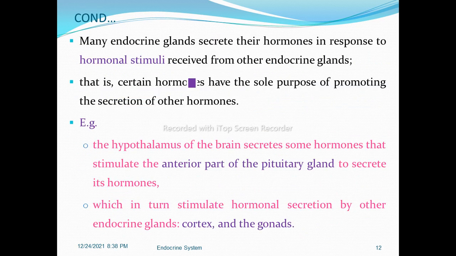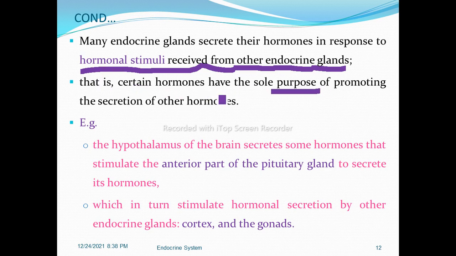The third type is hormonal stimuli. Many endocrine glands secrete their hormones in response to hormonal stimuli received from other endocrine glands. That is, certain hormones have the sole purpose of promoting the secretion of other hormones.